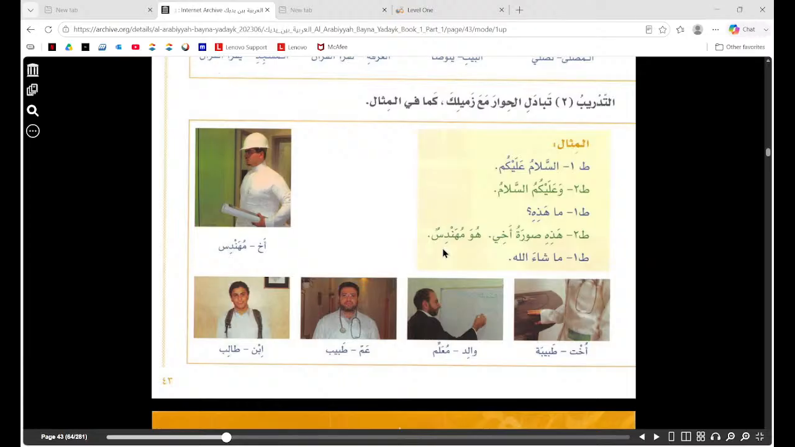Okay, so we see the pronoun change huwa and hiya for the masculine, but هذه stays the same when we're asking about the picture, because the word surah is feminine. Okay, so last one, ibn, we're going to change it to what?